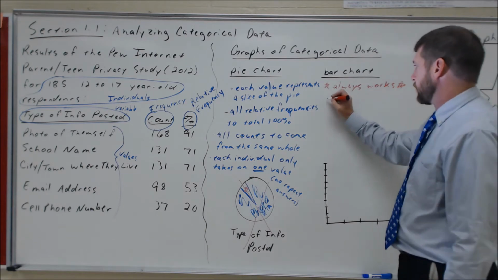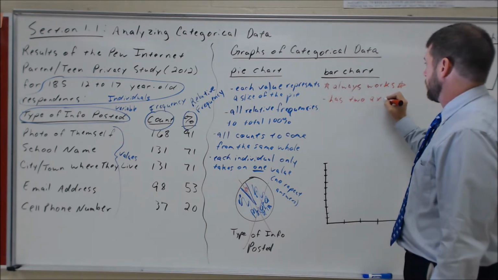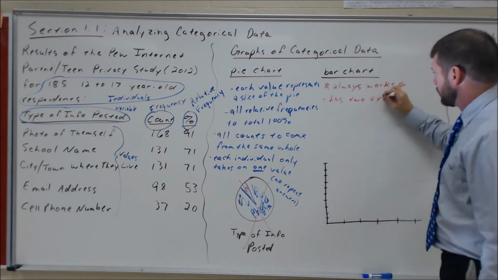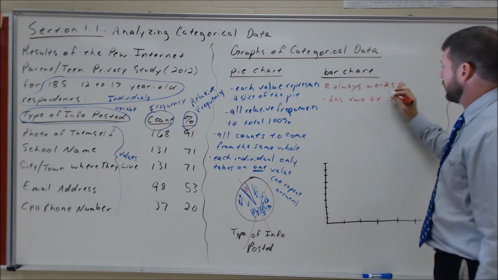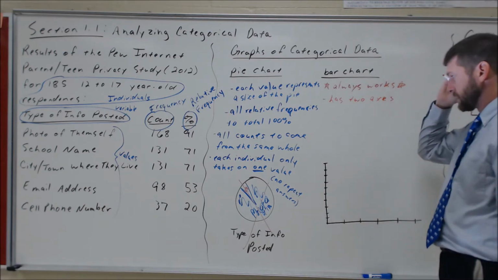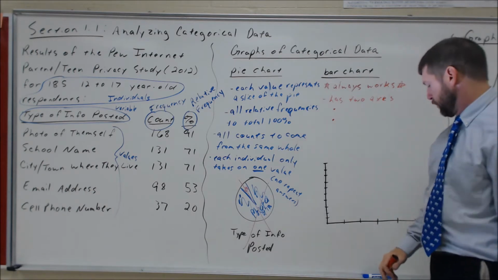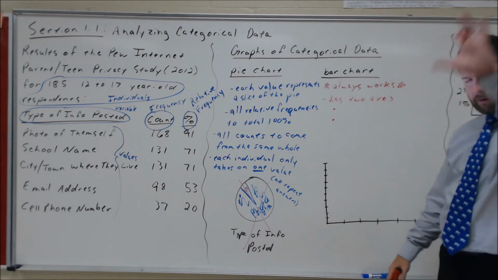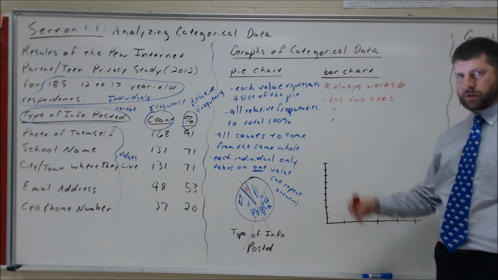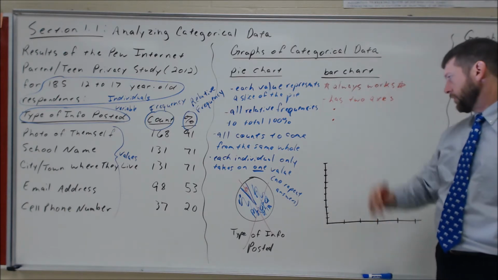So what is a bar chart? All right, it has two axes. It has a vertical axis and a horizontal axis. Now, most of the time people will organize it like this, where you do the numbers on the vertical part and your other information on the horizontal part. It really doesn't matter. You can have your bars going sideways or vertical.